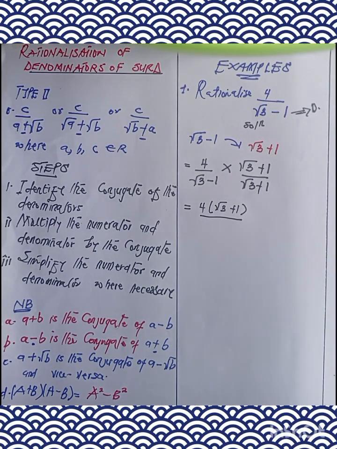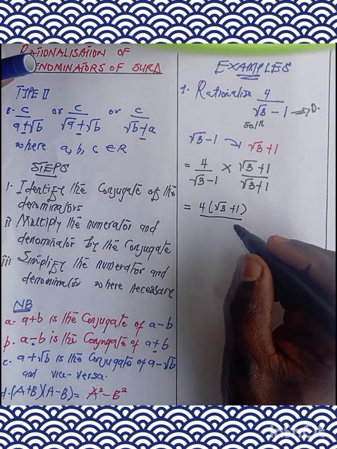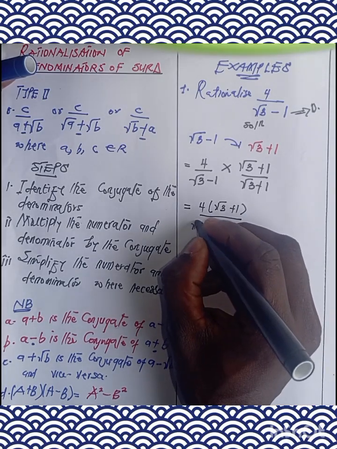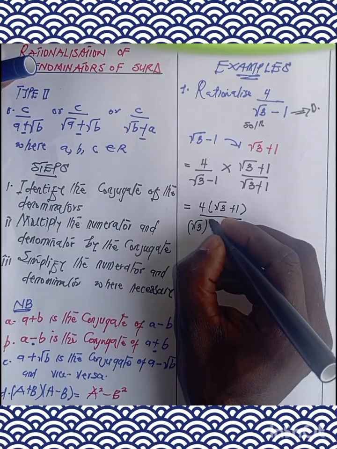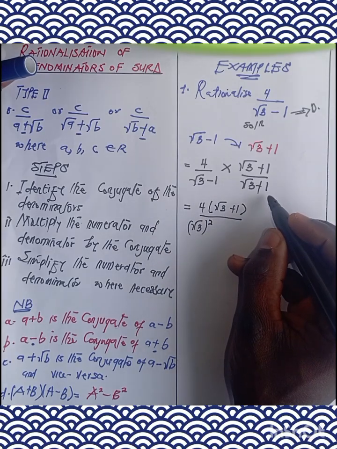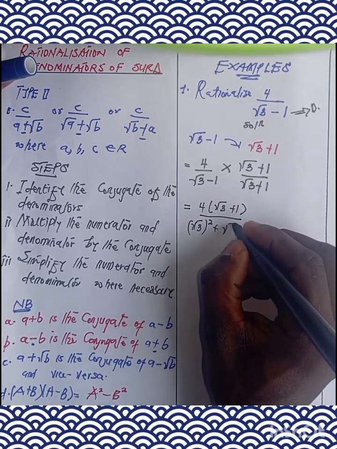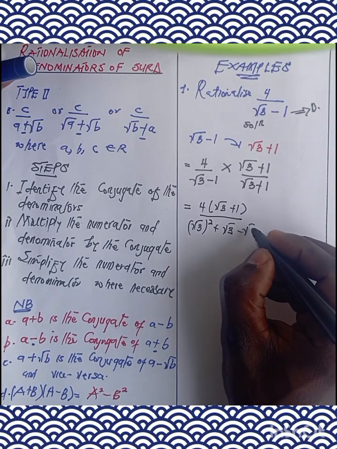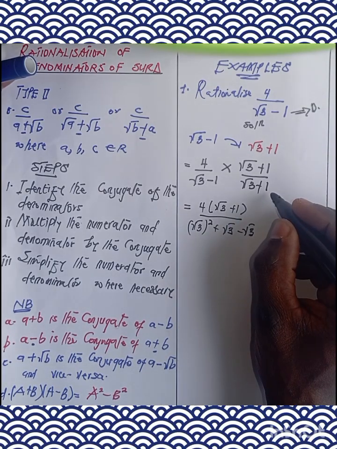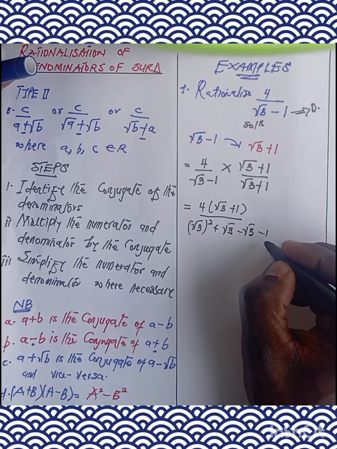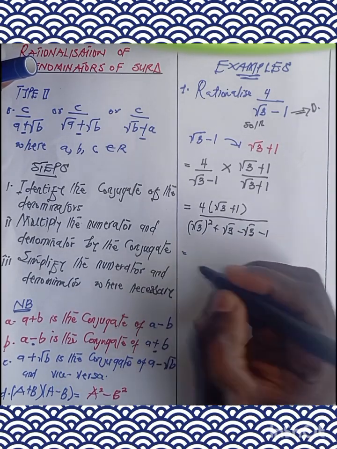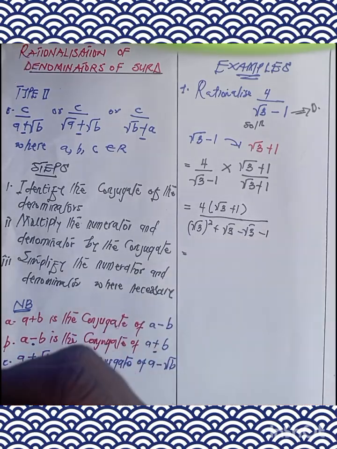So let's do the normal expansion. After that we'll come back to the difference of two squares. So we have root of 3 times root of 3, we are getting root of 3 all squared, and then root of 3 times 1, we are getting positive root of 3. Then minus 1 times root of 3, we are getting minus root of 3. And then minus 1 times 1, we are getting what? Minus 1 squared, which is the same as what? Minus 1.